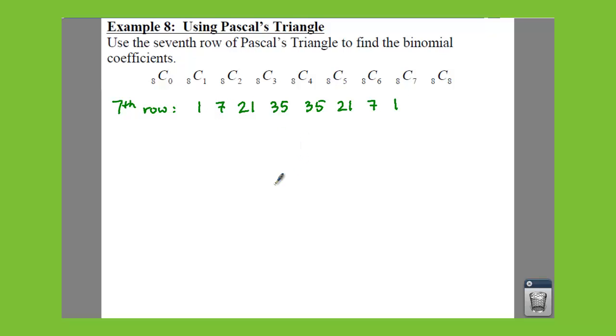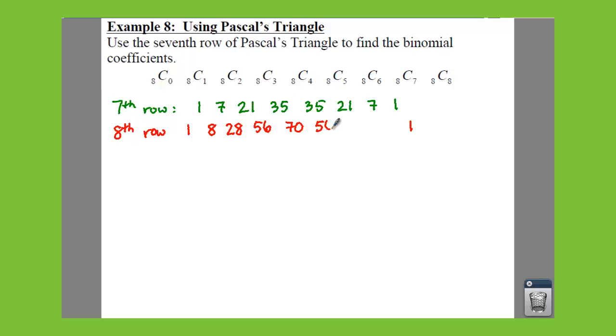Notice that your first and your last number is always a 1. Now, if we want to find out what our 8th row is, well, that's no biggie. We can just start with a 1 out here, end with a 1 out here, and to find the number that goes here, just take 1 plus 7 gives us an 8. The number in between 7 and 21, 7 plus 21 is a 28. 21 and 35 gives us a 56. 35 and 35 gives us a 70.